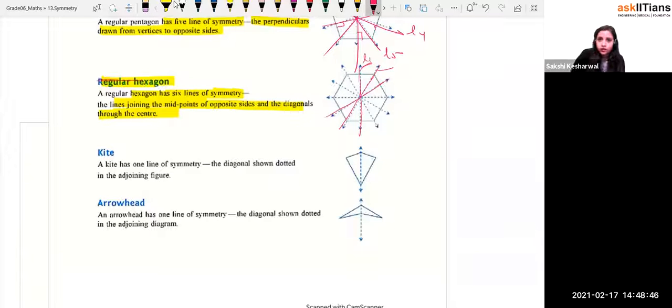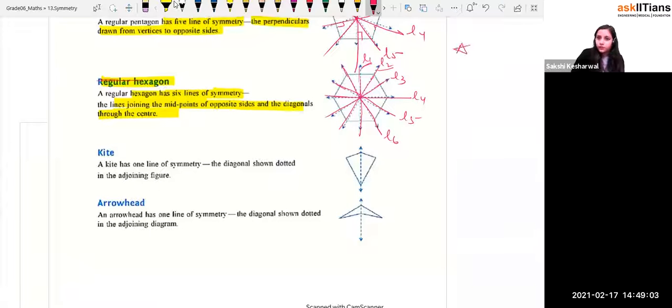This is L1. This is L2. This is L3. Now just see this. This one is L4. This is horizontal. Then this one is like normal, right? This is L5, and this is passing through the diagonals, right? So this is L6. So six lines of symmetry.